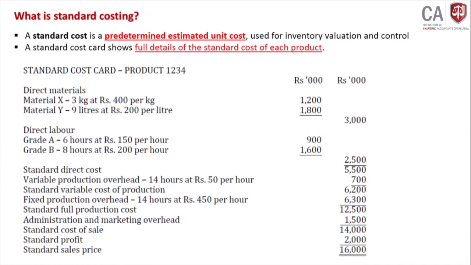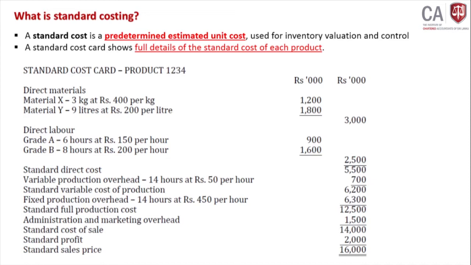Material Y, 9 liters. Material Y is in kilograms, a different unit of measure. 9 liters at rupees 200 per liter, so 1800 is the cost. 9 into 200.